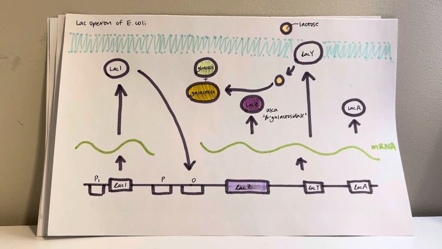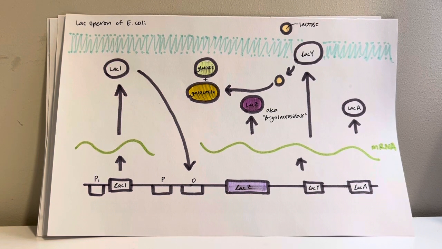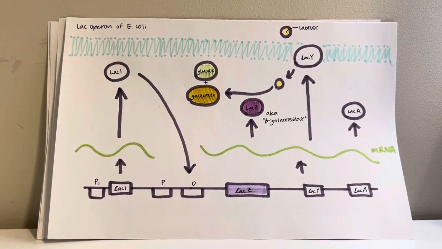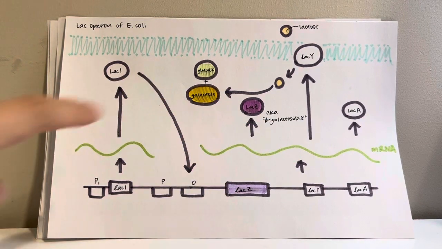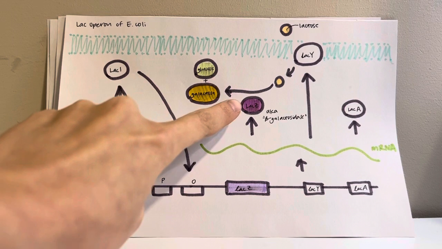So here we have an image of the lac operon in E. coli, and while there are a lot of moving parts to this mechanism, we're going to focus on the LacZ gene, demonstrated right here. When the operon is turned on and this DNA sequence is all transcribed into mRNA, lacZ is going to express LacZ.